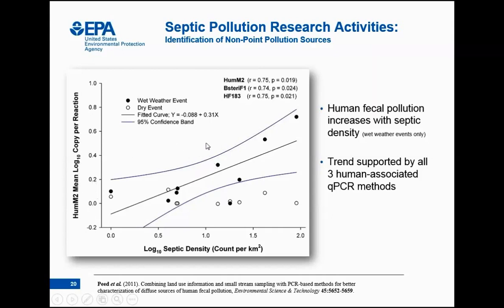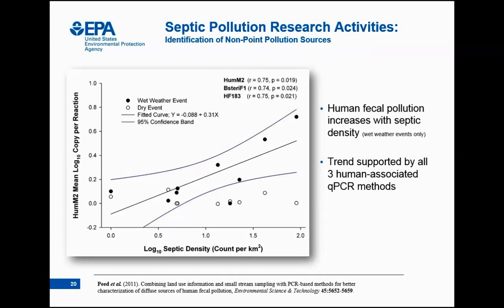And you can see that the points are color-coded by whether it was a wet weather sampling event or a dry weather sampling event. Up here on the right, we have 3 different human MST methods showing the correlation coefficient and the significance of the correlation. And so what we saw here was agreement among 3 different human source tracking markers that during wet weather, the higher the septic density was, the more human fecal pollution there was.